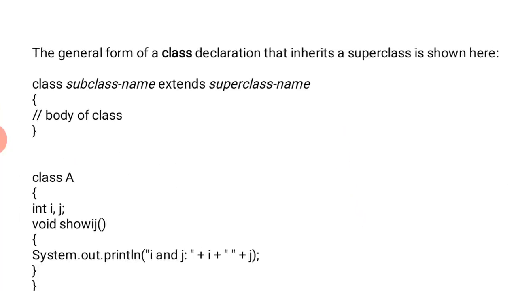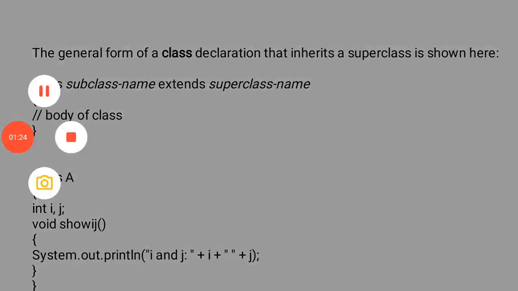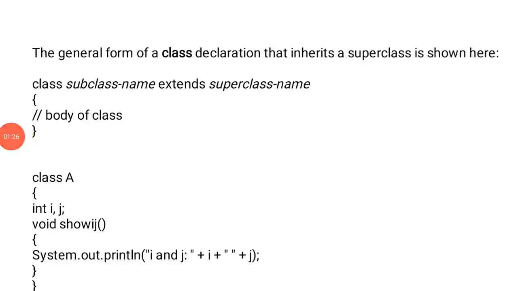Let us see the syntax for inheritance. The class keyword followed by the name of the subclass, then the extends keyword followed by the name of the superclass, immediately followed by the body of the subclass. In the body of the subclass, you can define the instance variables and methods which are specific to the derived class. That means your subclass will have all the instance variables and methods defined in the parent class as well as the instance variables and methods defined in it.